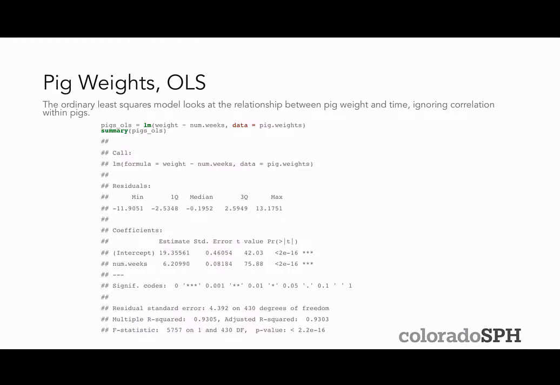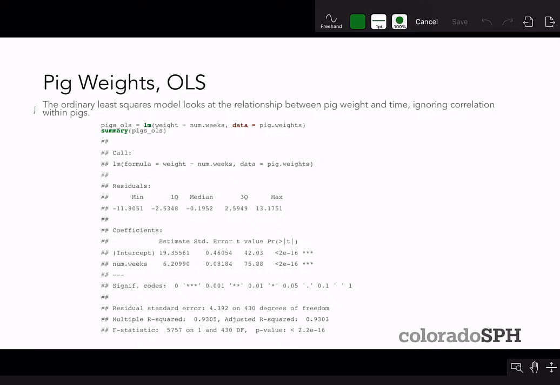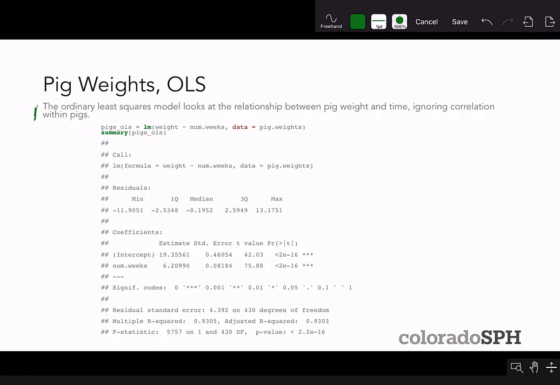So first, I ran an ordinary least squares model, looking at the relationship between the outcome, which is weight, and time, which is number of weeks. And by running the ordinary least squares model, I'm ignoring correlation within the pigs, but you can still get estimates for your beta, which is the relationship between weight and time, as well as the intercept, which would be the weight when time is equal to 0.